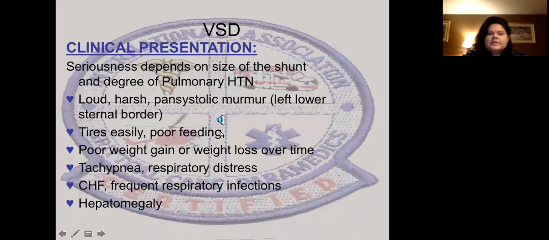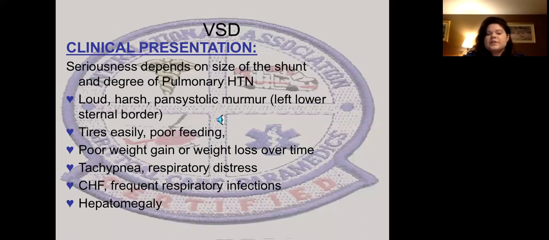So their clinical presentation, again, depends on the size of the shunt and the degree of pulmonary hypertension. They're going to have a pansystolic murmur. It's going to be in the left lower sternal border, very loud. They're going to tire way easy. They're going to have poor weight gain.